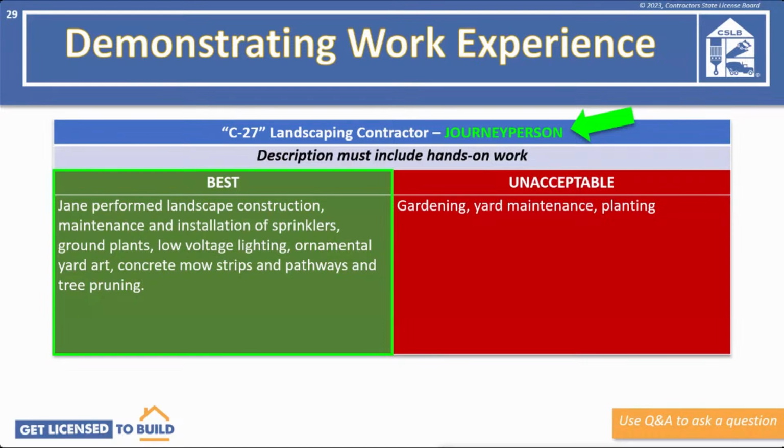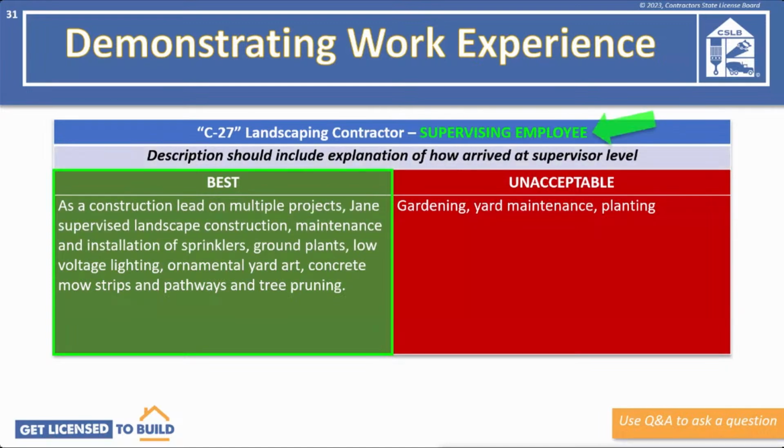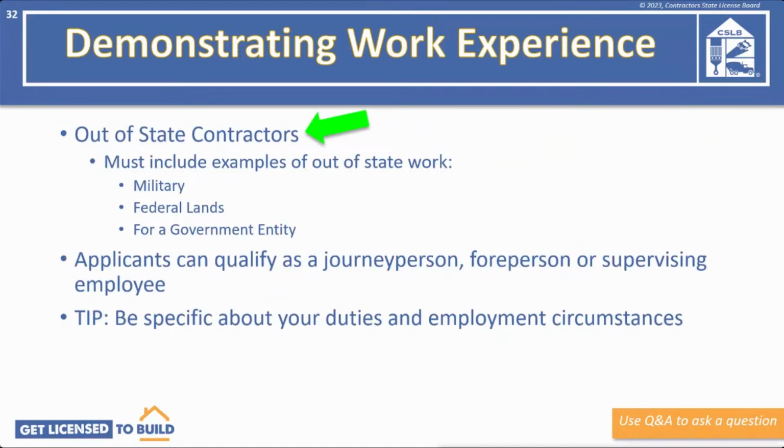For a C27 licensing foreperson, the description should indicate overseeing other staff performing the trades. And for a C27 supervising employee, the description should include an explanation of how you arrived at the supervisor level for the trades on a project. Finally, for out-of-state contractors, the same guidance that we showed you for general building contractors is required. Be sure to include examples of your out-of-state work, as well as work for military on federal lands or for a government entity. Be sure to be specific when you describe your duties and employment circumstances.